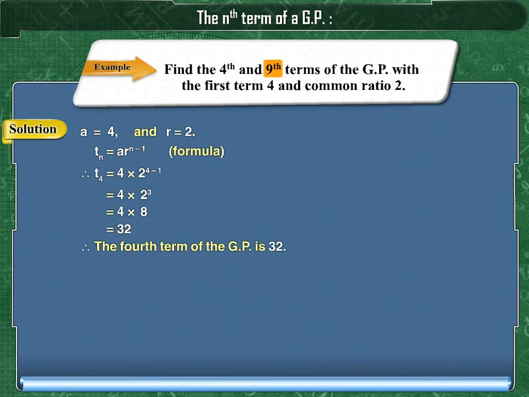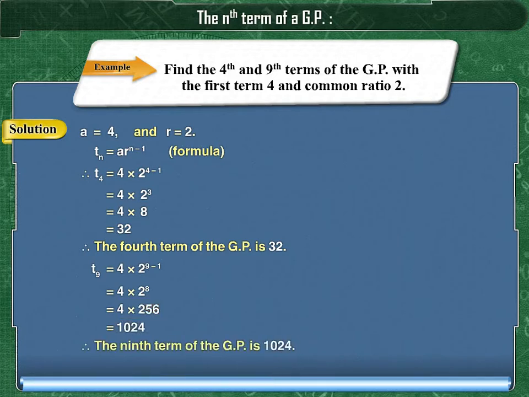Substituting n is 9, A is 4 and R is 2 in the formula, we can find T9. Therefore, T9 is 4 into 2 raised to 9 minus 1, which on simplification is 1024. Therefore, the ninth term of the GP is 1024.